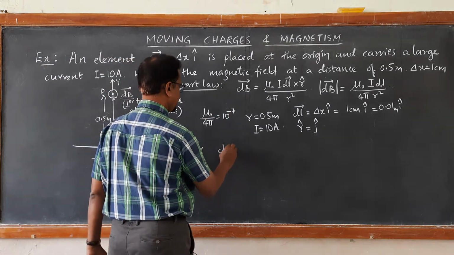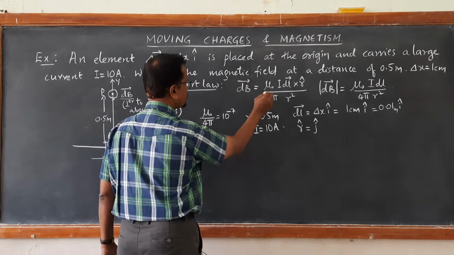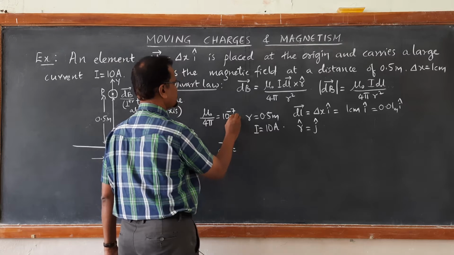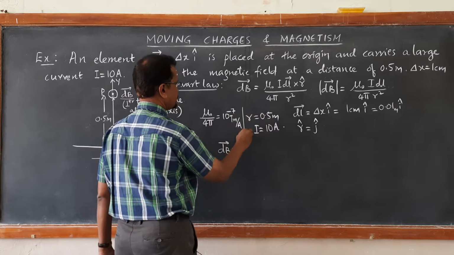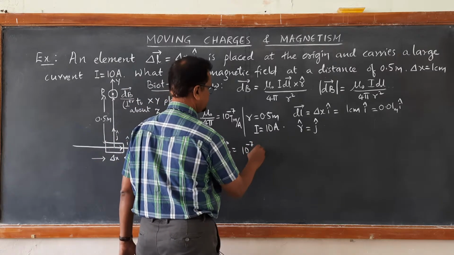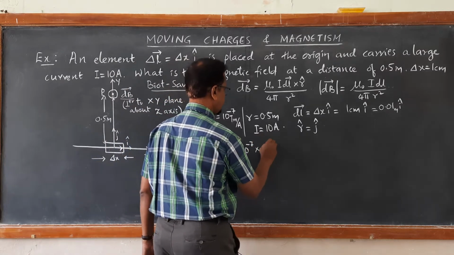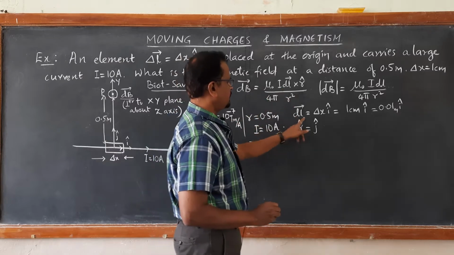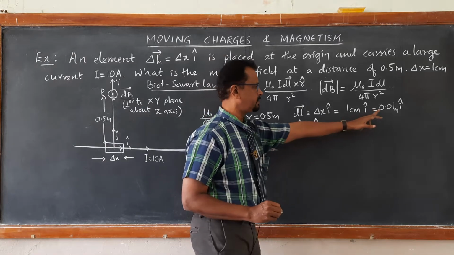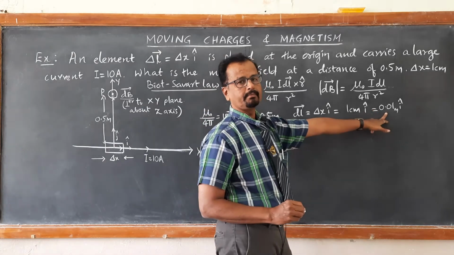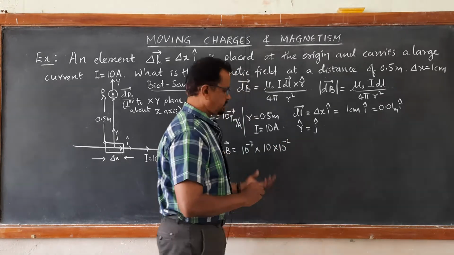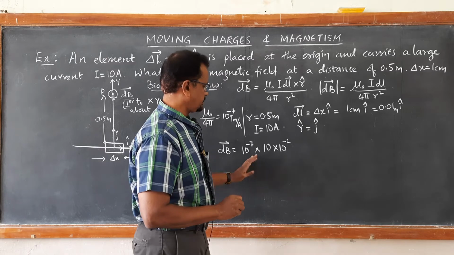Therefore dB vector is equal to mu naught upon 4 pi. Mu naught upon 4 pi is 10 to the power of minus 7 Tesla meter per ampere, as we discussed yesterday. So 10 to the power of minus 7 into current, the current is 10 ampere. dl is delta x I cap. Delta x, you see, is 1 centimeter, which is converted into 10 to the power of minus 2. It is better to write 10 to the power of minus 2, so that it will be convenient to calculate in the powers of 10.